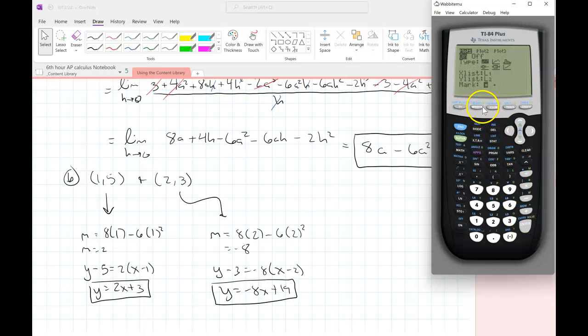Mr. Kulik, you're fancy. Yeah, I had the axes off from earlier, so I'm turning those on. And my window's all goofy, so I'll just do a zoom standard. Okay, so there's my function. There's my first tangent. There's my second tangent. That all looks pretty good to me.